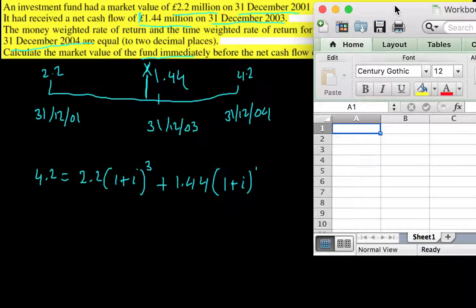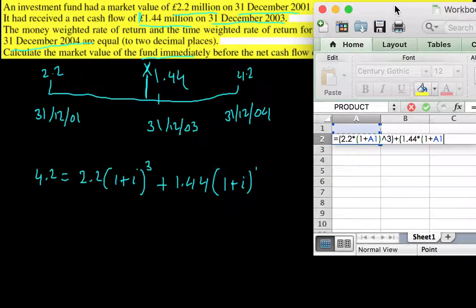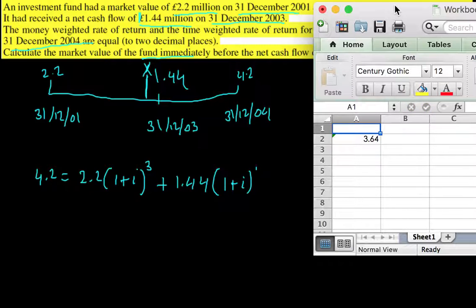I'm going to make this square here i. So 2.2 multiplied by 1 plus i to the power of 3, plus 1.44 times 1 plus that same i to the power of 1, has to be equal to 4.2. When i is 0.05, we don't get to 4.2, we're just a little below it. What happens if it's 0.06? Then we're still getting very close.